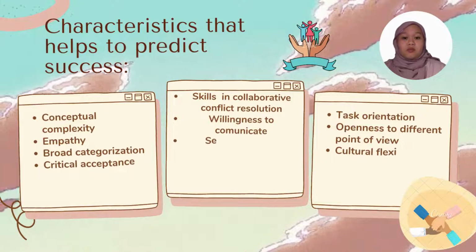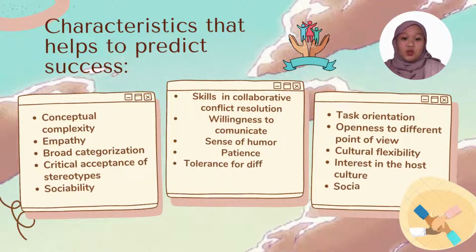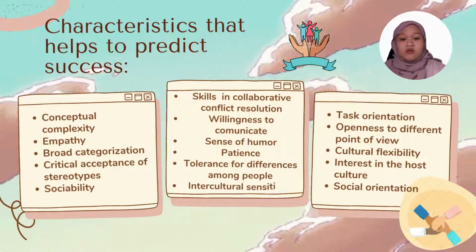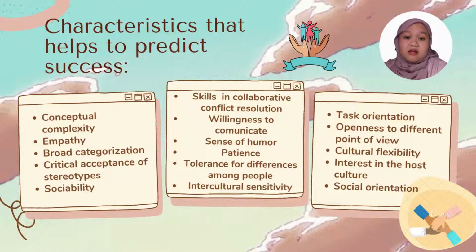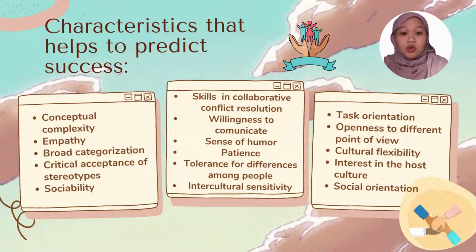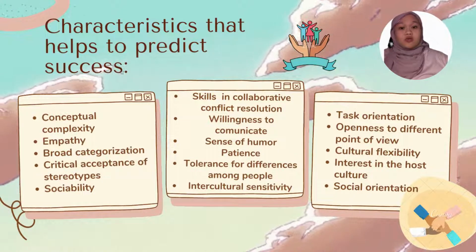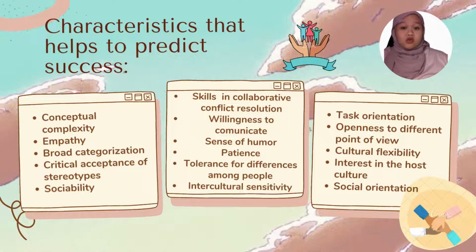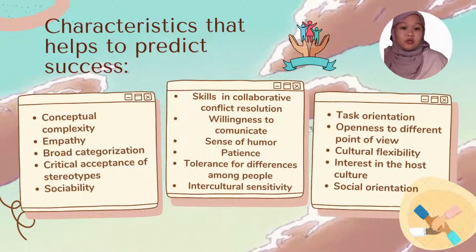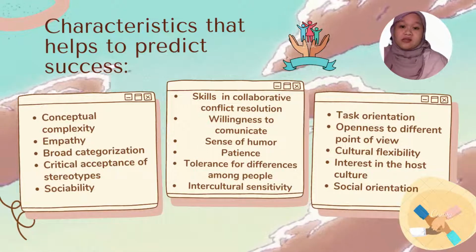First is conceptual complexity, which means that people who are conceptually sophisticated and think in terms of grey rather than black and white have a lower social distance from others. Second is empathy. Third is broad categorization, which means that people who use broad categories adapt better to a novel environment than those who use narrower categories. Next is critical acceptance of stereotypes, sociability, skill in collaborative conflict resolution, willingness to communicate, for example, speaking the host language without fear of making mistakes, sense of humor, and passion, which means to suspend any judgment that we have of those who are of different races and cultures.